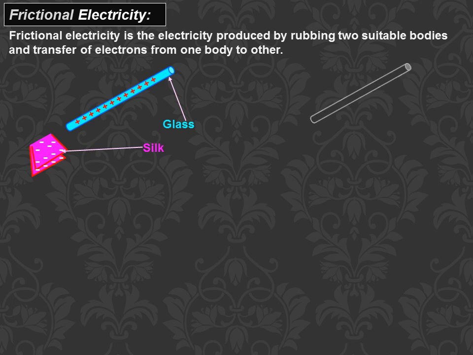Let us take another example. This is an ebonite rod and we will take fur. When we rub fur on this ebonite rod, meaning hard rubber rod, then the ebonite rod gets negative charge and fur gets positive charge. It means the loosely bound electrons on the surface of the fur are transferred from fur to the ebonite rod. Therefore, the ebonite rod gets negative charge and fur gets positive charge.